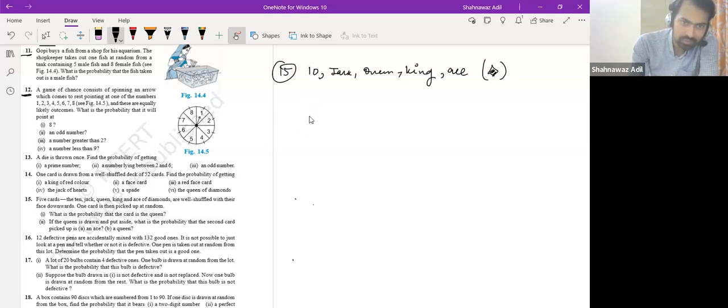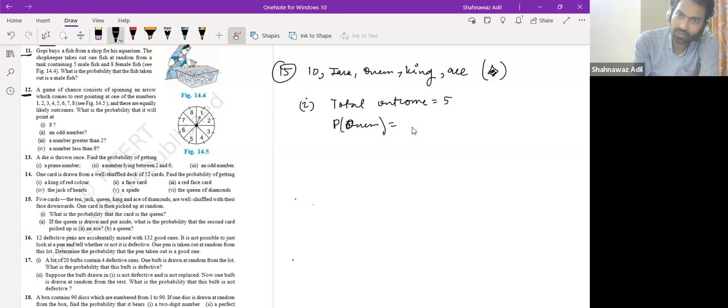So 1 by 5. Right, total outcome is 5, and the probability of getting a queen is 1/5. And then the second question is, if the queen is drawn and put aside, what is the probability that the second card picked up is an ace?